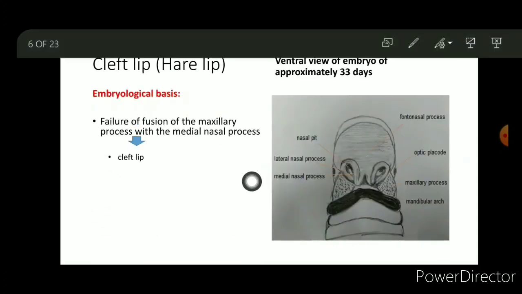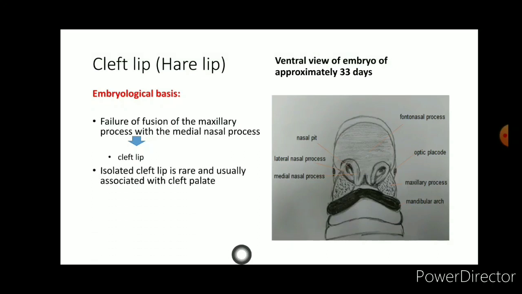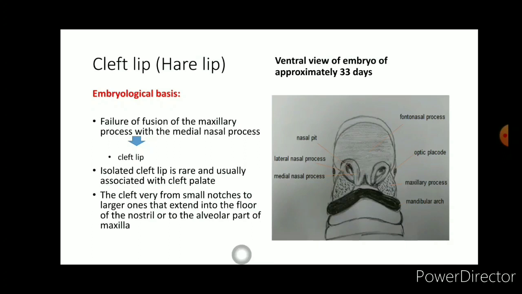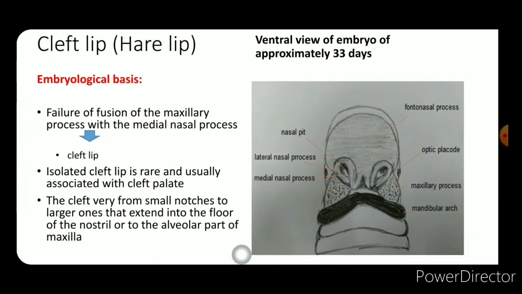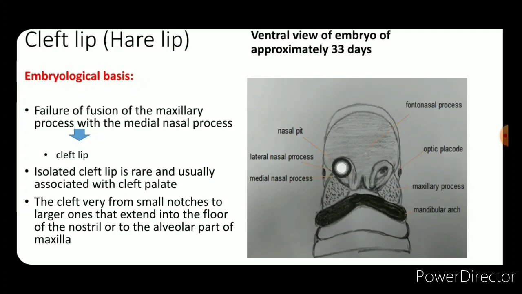Now the embryological basis of cleft lip. It is due to failure of fusion of the maxillary process with the medial nasal process. This is the ventral view of the embryo of approximately 33 days. So this is the medial nasal process and this is the lateral nasal process. Cleft lip is due to the failure of fusion of the maxillary process with the medial nasal process.